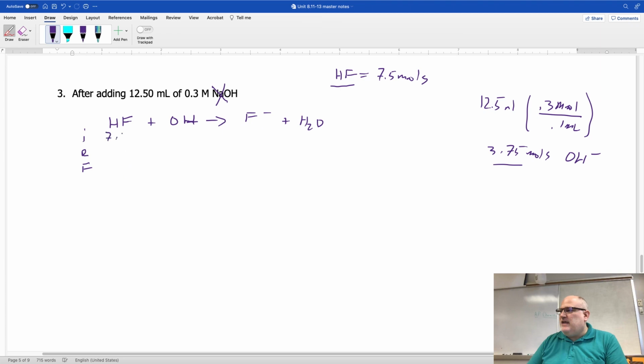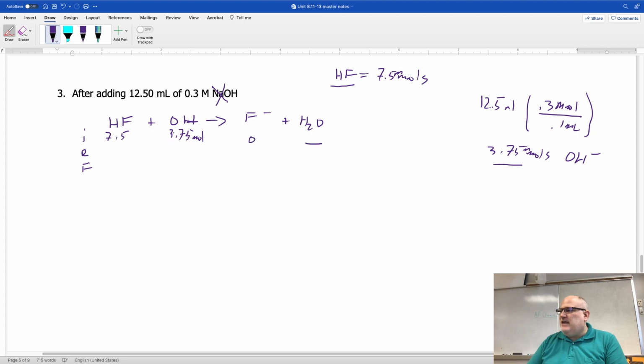So I'm going to start off with 7.5 moles of this, and I keep on saying moles, but I really mean millimoles, because it's been hard to draw with this. And I'm going to have 3.75 millimoles of this. Now, we start off with 0 of this, and we don't care about the water.